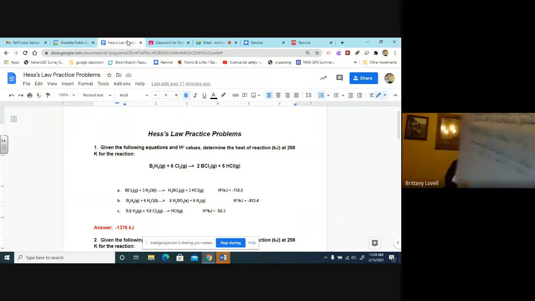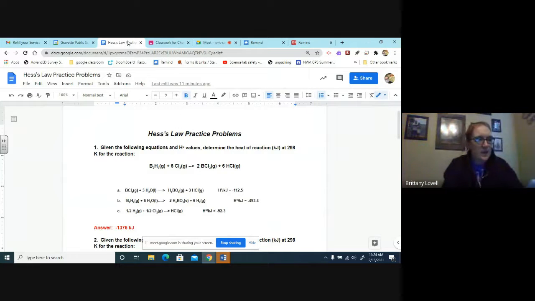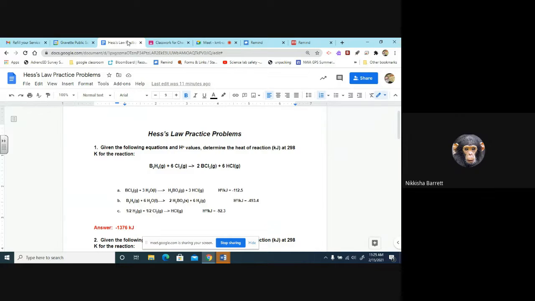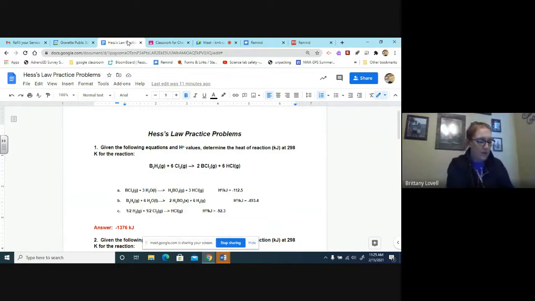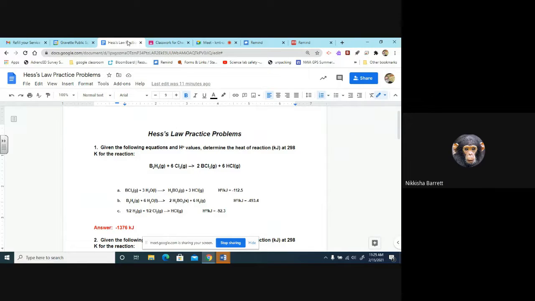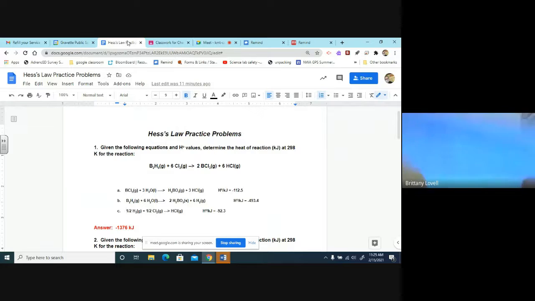Then take a look on the right side of the equation. We're going to need 2 BCl3 and 6 HCl. So look at the product side on all 3 of those reactions, A, B, and C. Do we have a 2 BCl3? The answer is yes, we do, in reaction A, right? So I'm going to circle that one. That's the one that I've got.